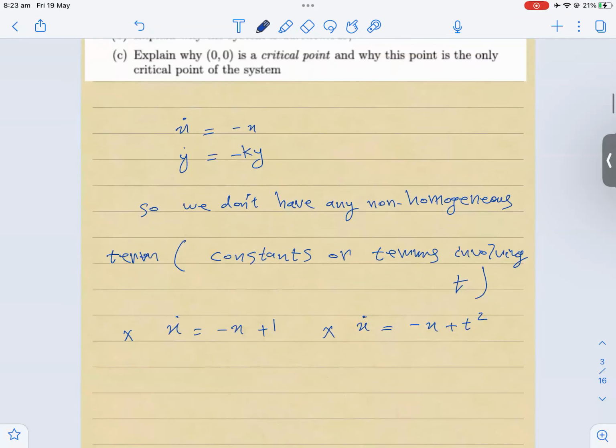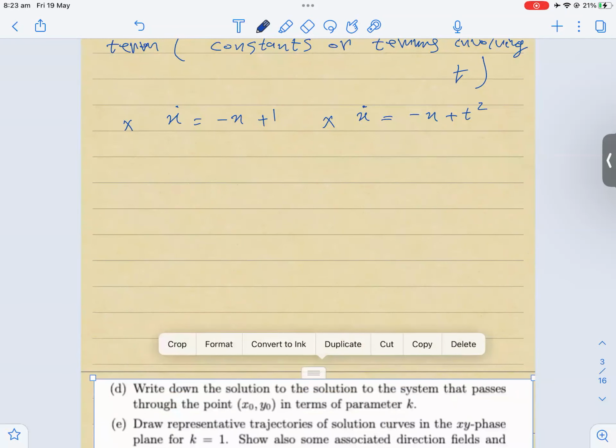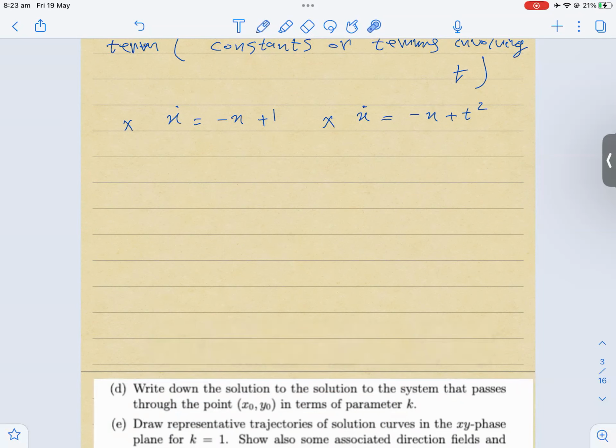So now part C asks which one involves t here, a system involving the independent variable. As a coefficient it can, yeah, but as a separate term on its own, no. It will be counted as a non-homogeneous part, so the system won't be autonomous.